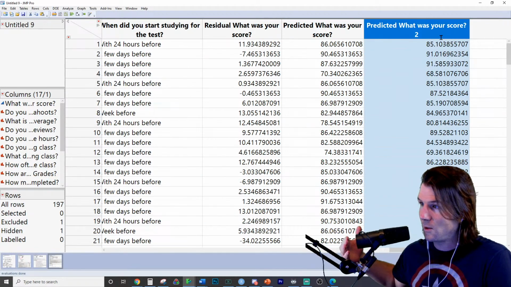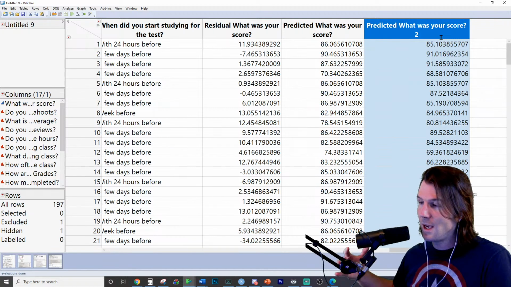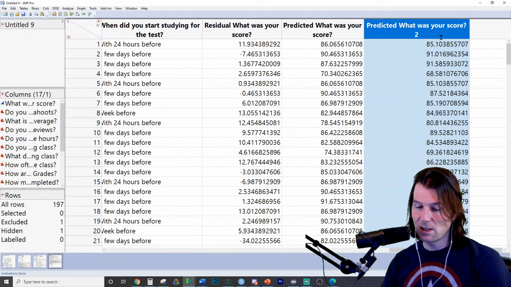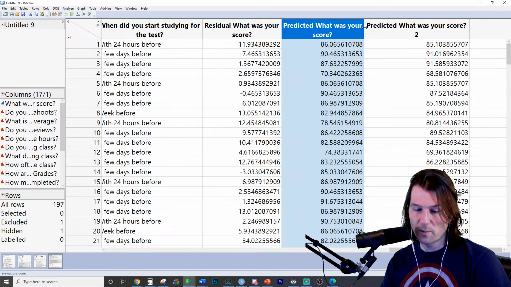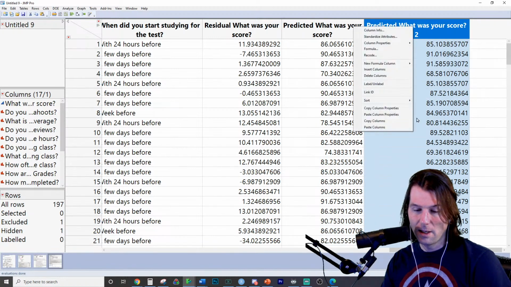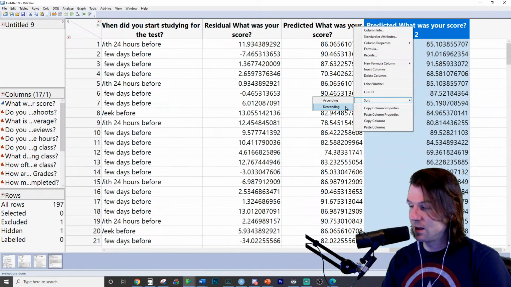So I'm using that model to make predictions, and then I'm looking at the people who were predicted to get the highest scores. This was my first model. This is my second model, and I'm going to sort it by descending.